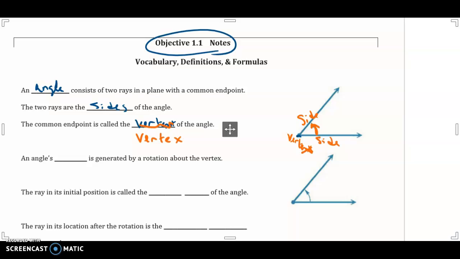Okay. An angle's measure is generated by a rotation around the vertex. The ray in its initial position is called the initial side. That kind of sounds redundant, but I'm going to explain it in a second. And a ray in its location after the rotation is called the terminal side.